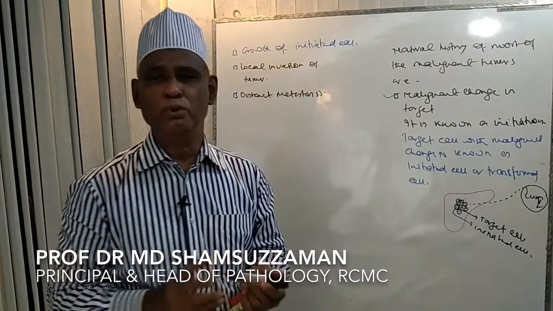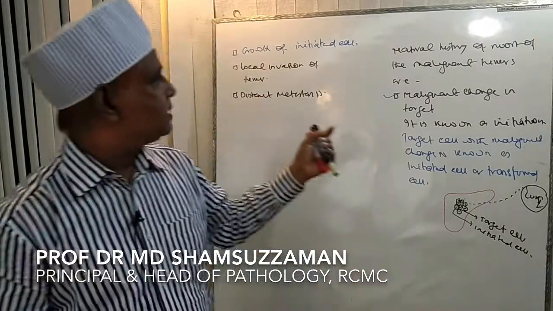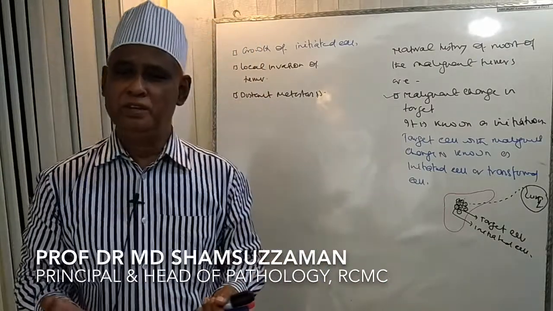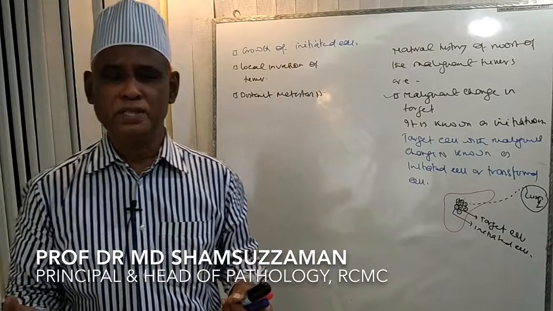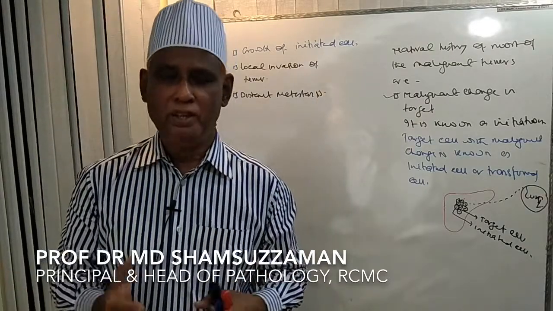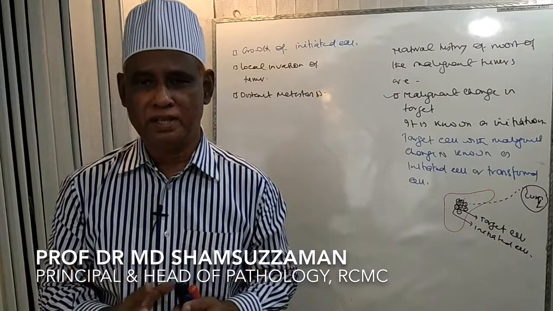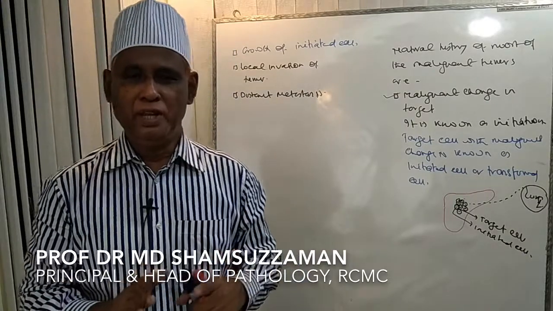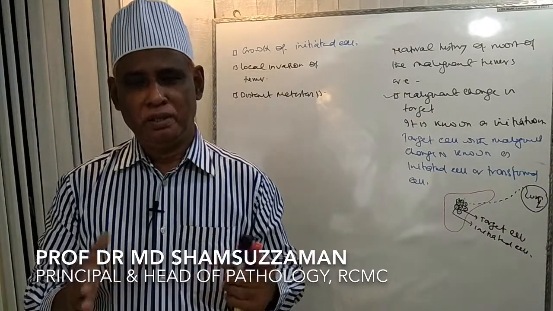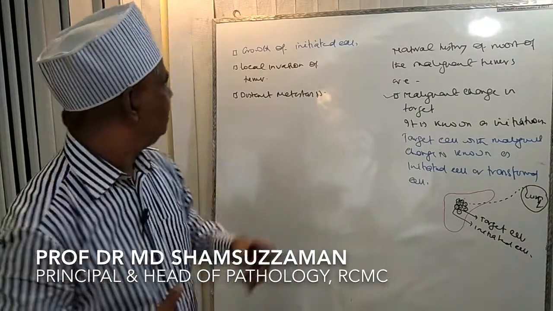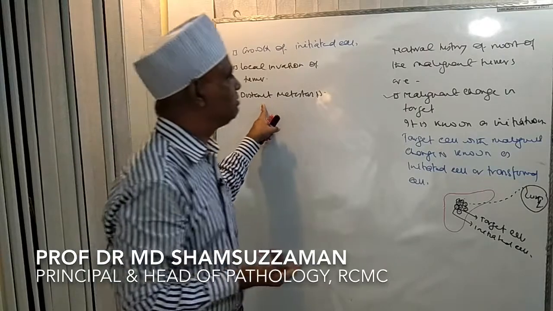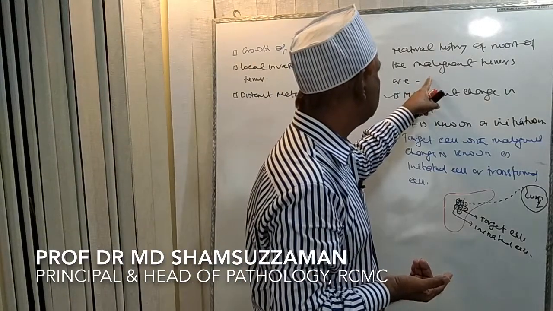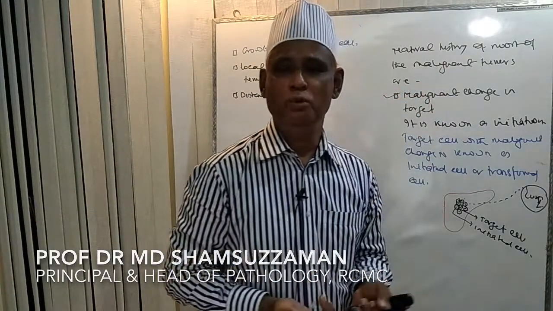Dear audience, I have told you here the natural history of most of the malignant tumors. We know there are some malignant tumors that are locally malignant and don't metastasize. If the malignant tumor does not metastasize, there is no distant metastasis in that tumor. So I have told you this is the natural history of most of the malignant tumors.